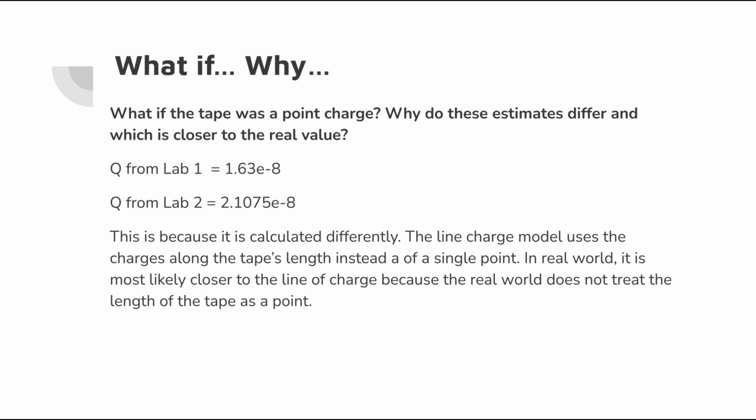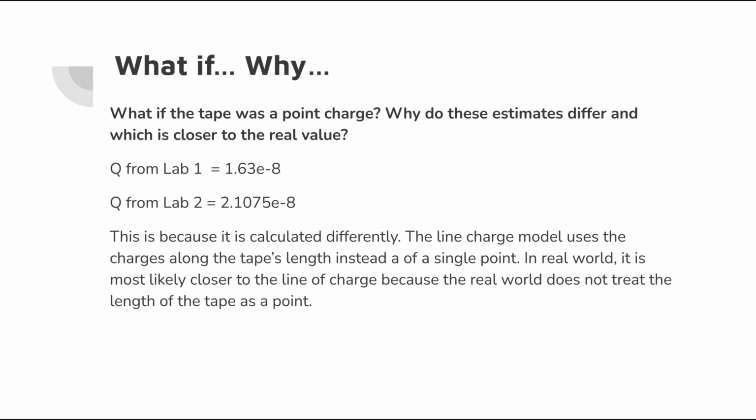What if the tape was a point charge, why do these estimates differ, and which is closer to the real value? What if this tape was a point charge is something we discussed in the first lab, where we have our Q, which is 1.63 times 10 to negative 8. We find that it's not very different, but slightly different from what we get in lab 2, which is 2.1 times 10 to negative 8.